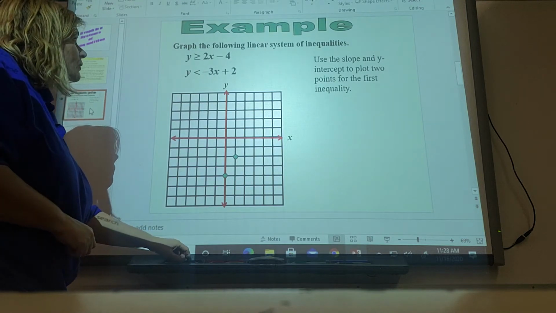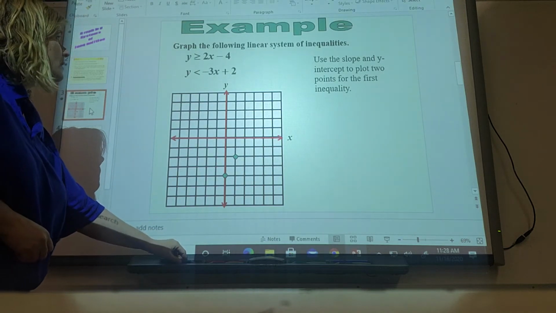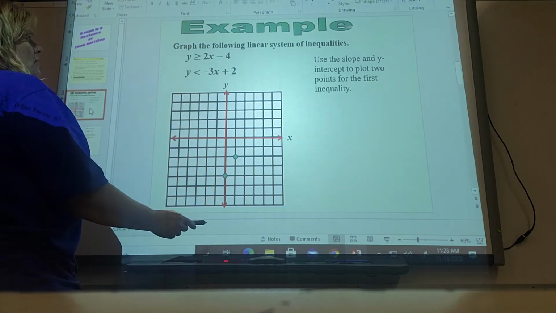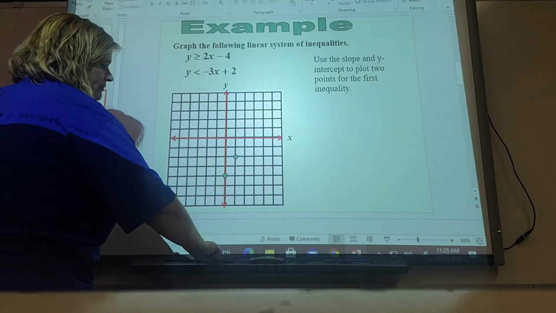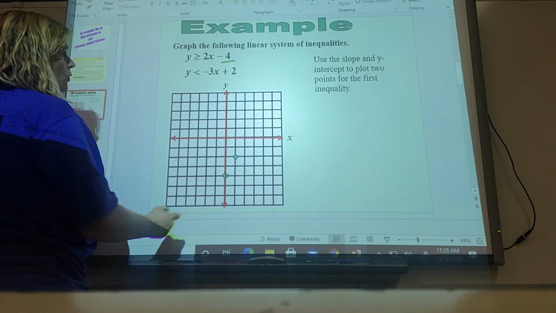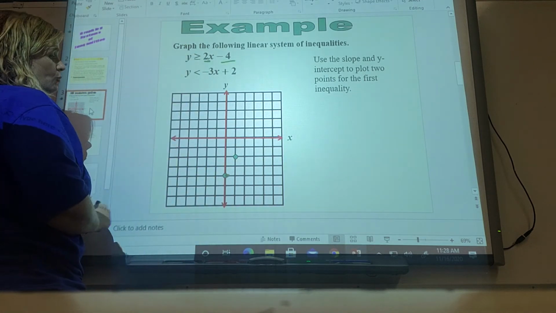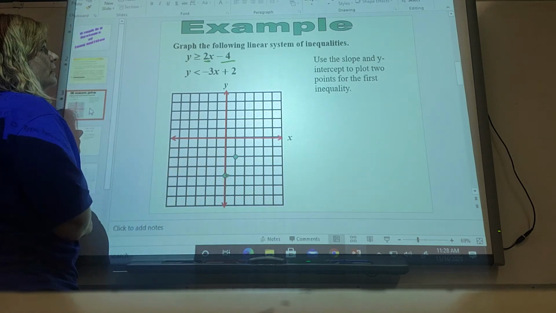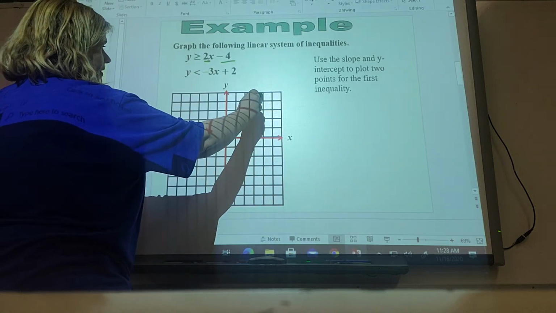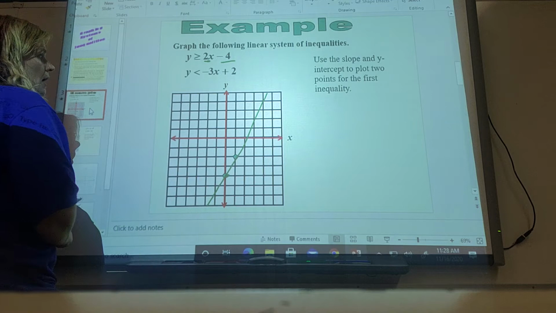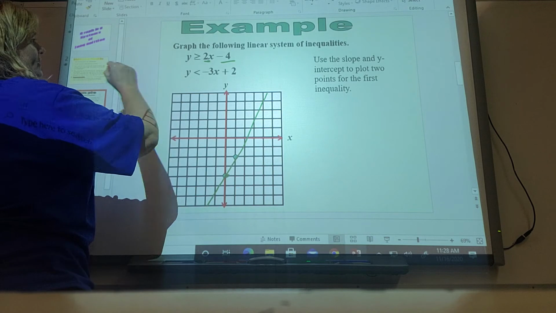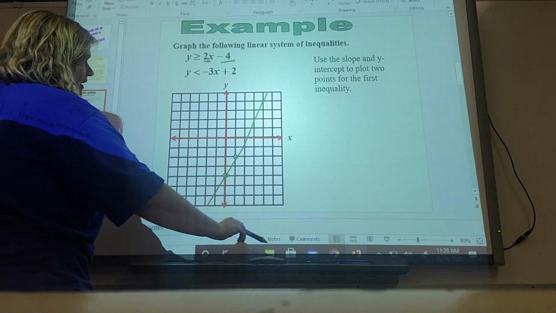We're going to graph the following linear systems of inequalities. They're already in slope-intercept form, so how we graph that one is we go to -4 on the y-axis, put a point. The slope is positive 2, so we go up 2 and over 1. We draw a line there, and it is a full line because it has the equal sign underneath. To test which side is shaded, well, let's just draw the other line first, and then we'll go back to that.